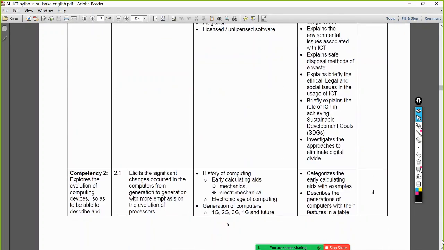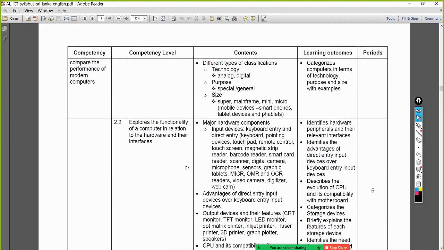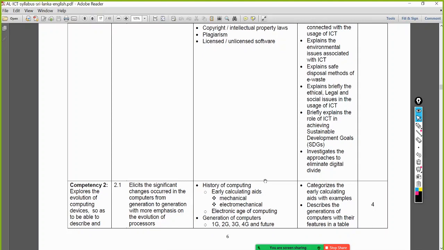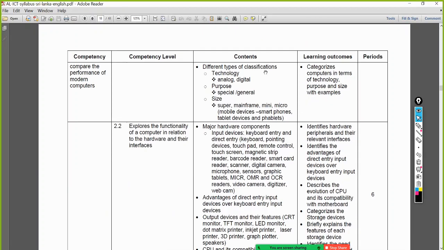Now I will very quickly go through the syllabus, the second topic only. Elicit the significance of changes that occurred in computers from generation to generation, with more emphasis on the evolution of the processors. This includes the history of computing, generations of computers, and different types or classifications of computers.